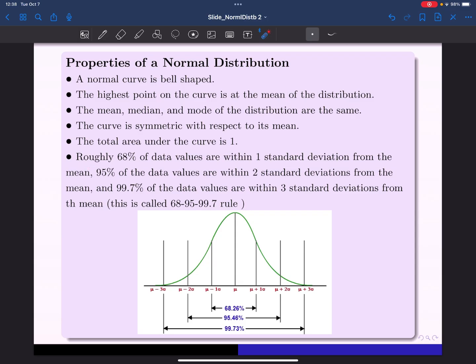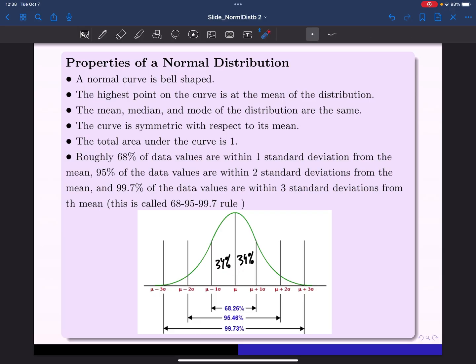Now, for a normal distribution, roughly 68% of values are within 1 standard deviation. So if this is my average, then 1 standard deviation away, to the right and to the left, the total would be 68%. If we roughly divide 68% in half, we're going to have 34% on each side, because that gives us 68%.